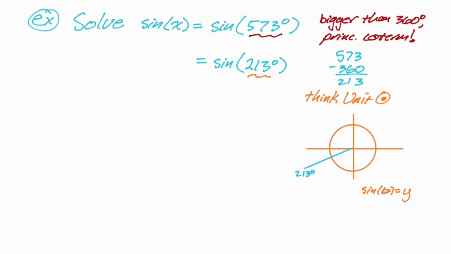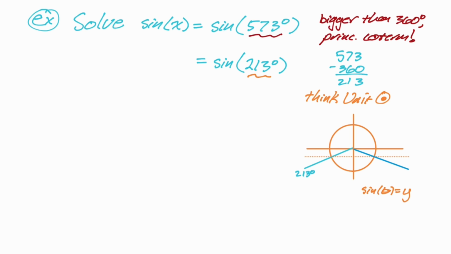If the y-coordinate is sine, and we are looking for where sine of x is equal to sine of 213, all I need to do is draw a horizontal line here. And where that line intersects the circle, the angles corresponding to that will be our solutions. So another solution is here.